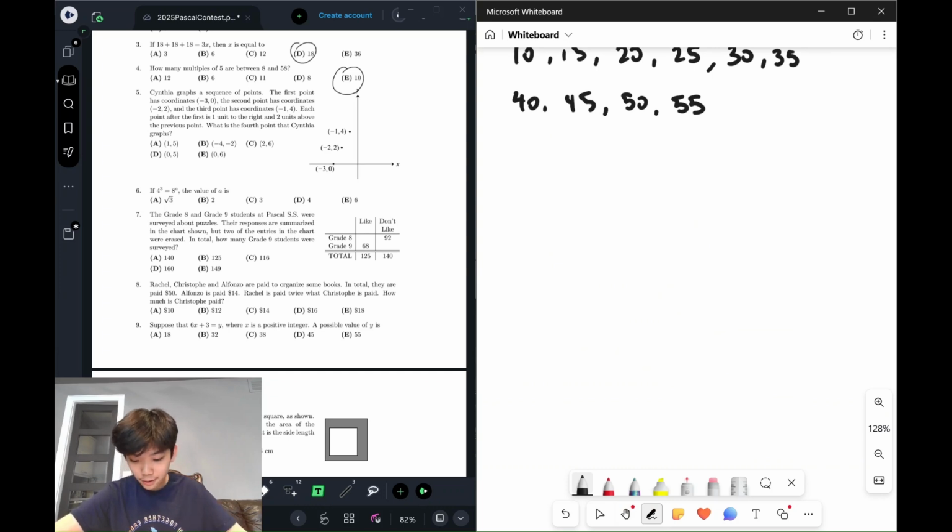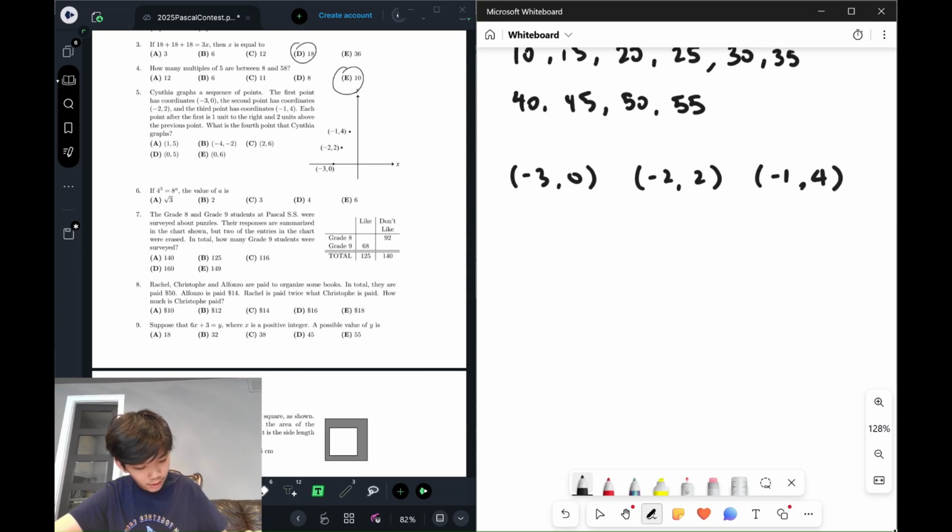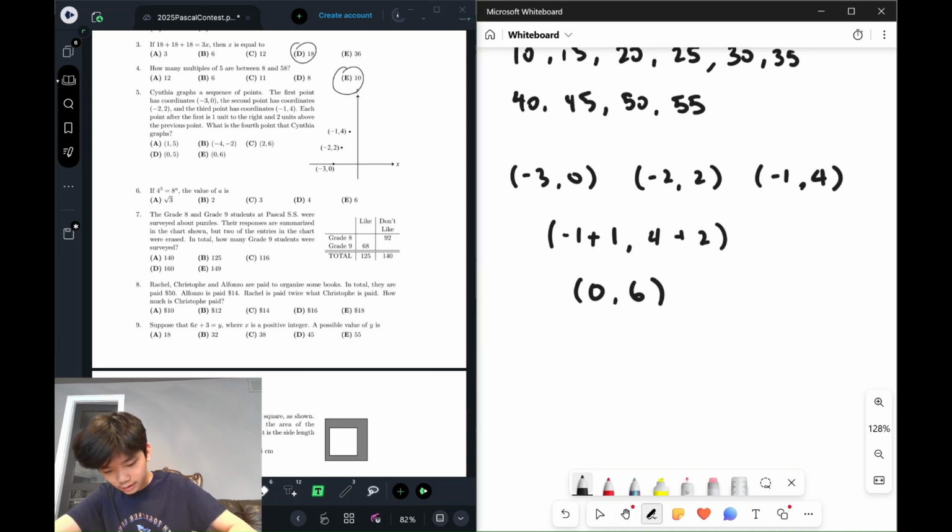For question 5, we have Cynthia graphing a sequence of points. She graphs these points in a line, going 1 unit to the right and 2 units up after each previous point. So we have (-3, 0), (-2, 2), (-1, 4). The next point is going to be -1 plus 1, 4 plus 2, which is going to be (0, 6). So the answer here is E.